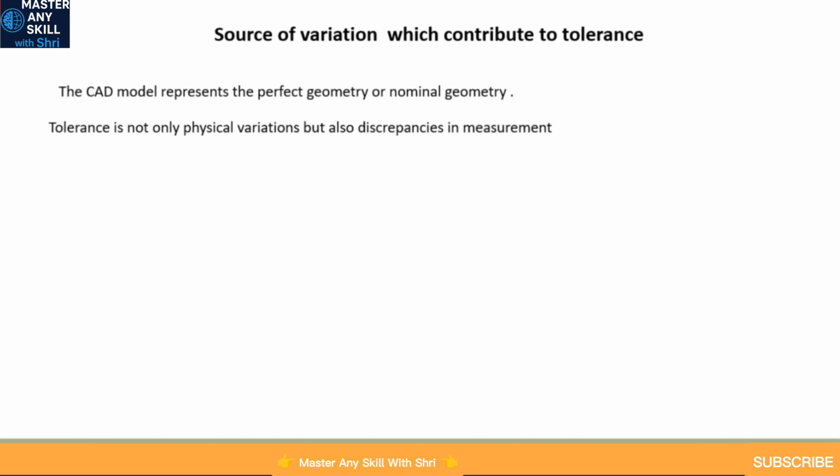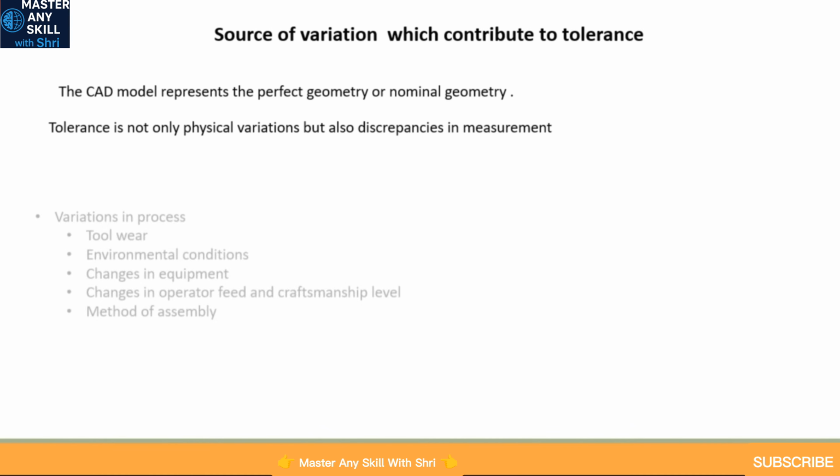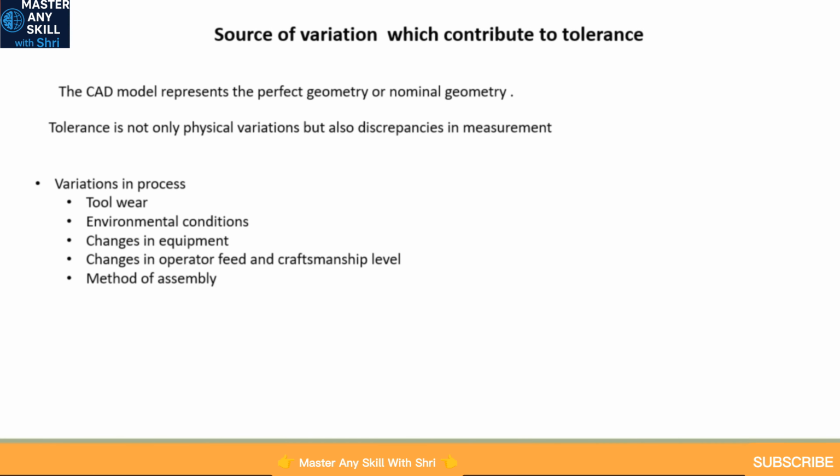So the tolerance is not only the physical variations which occur as a result of the manufacturing process, but is also a function of the discrepancies in measurement. This is an important point to note because as the manufacturing process is not 100% perfect, the same can be said about the inspection process also, the process which actually evaluates whether the part meets its specification or not, that is the inspection.